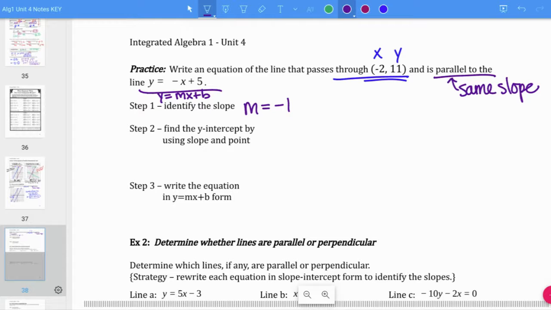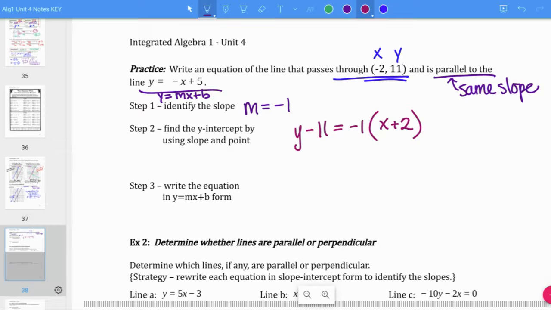So now I have slope, and I have a point. So I'm going to write this in point slope form. So y minus my y-coordinate of 11 equals my slope, negative 1, and then x minus the x-coordinate of negative 2 makes it plus 2. And that's the equation of the line through that point that's parallel to that line.